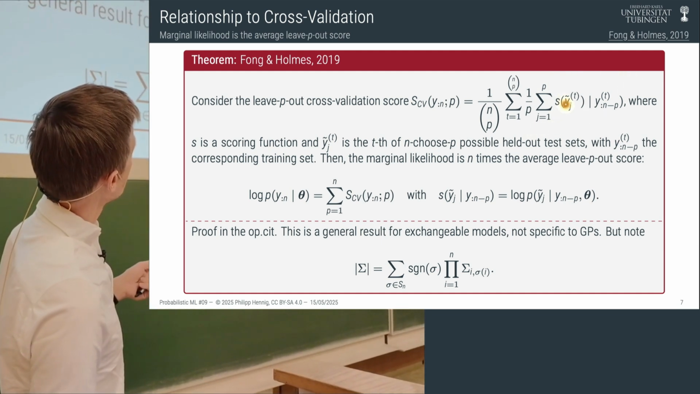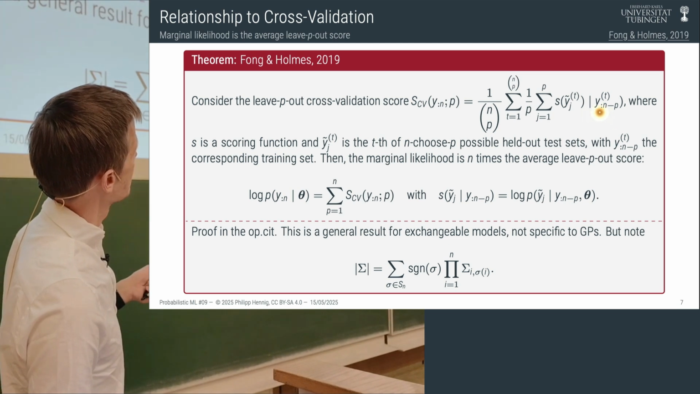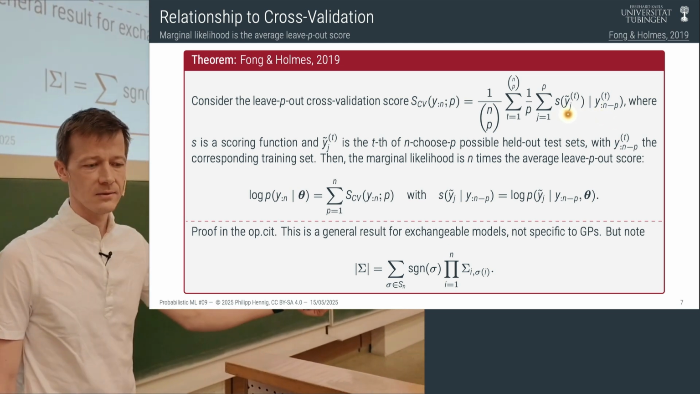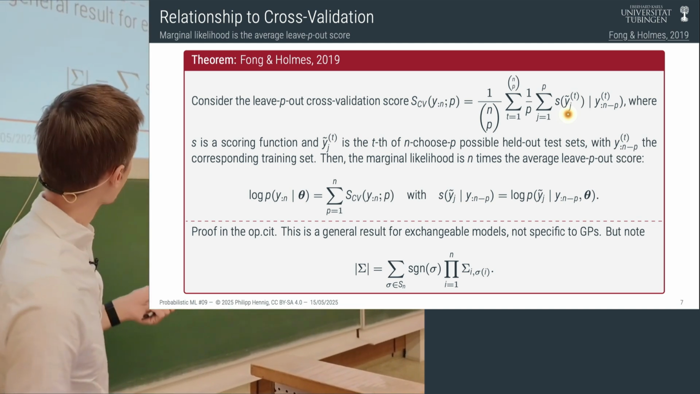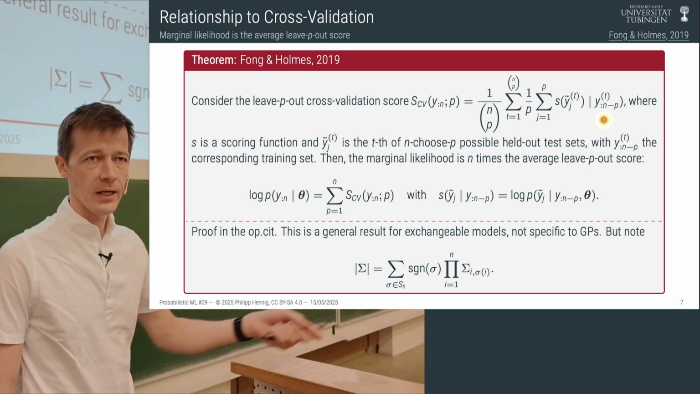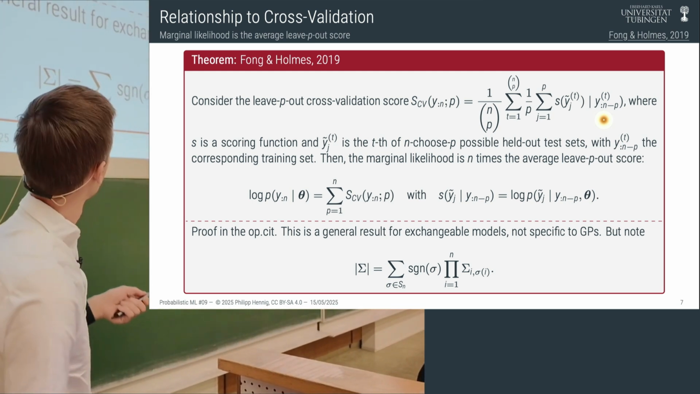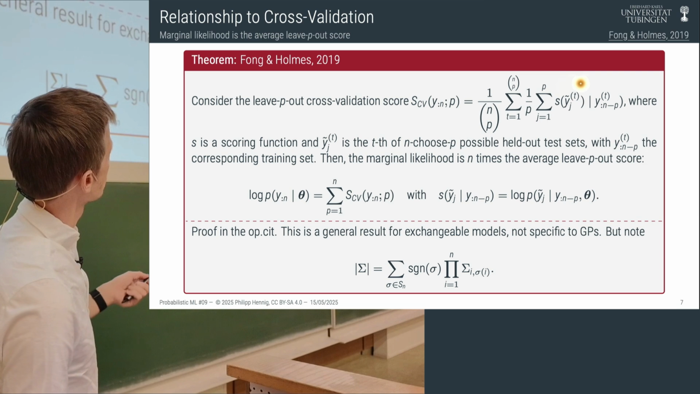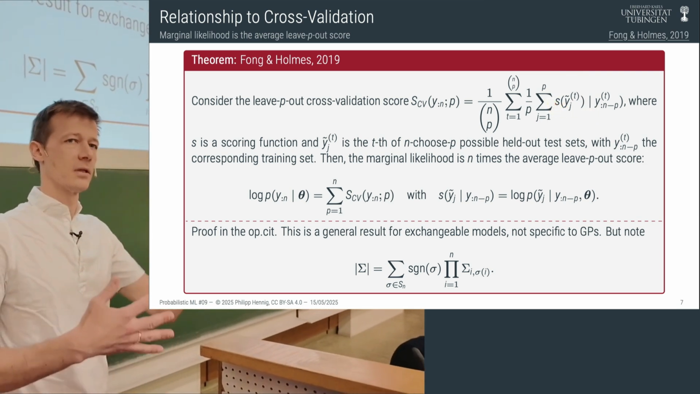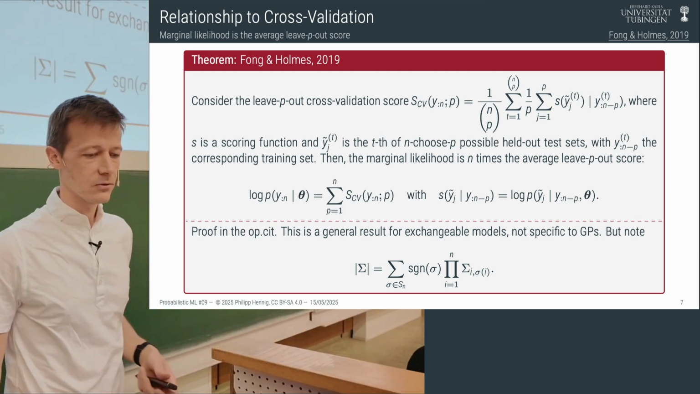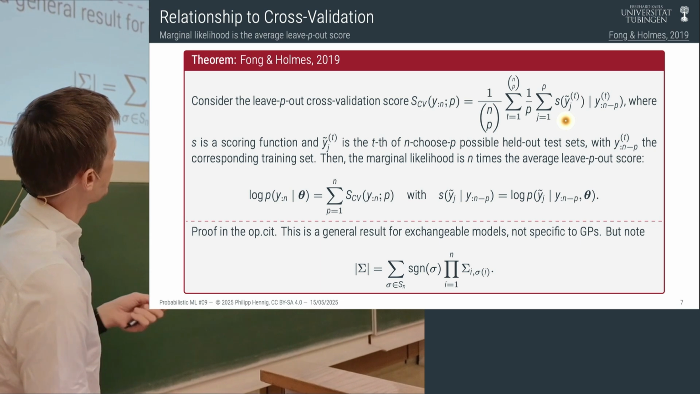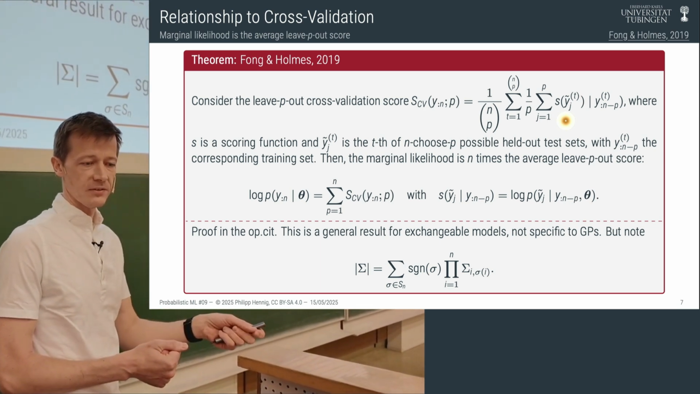It says, imagine you have n data points. You're going to take p of these data points and turn them into a test set. Let's call that y tilde. And then you're going to train your model on the rest of the data set. That's your training set. And then you'll compute some kind of measure of quality, a score, of your model on the test set, using the training set to train the model. And you'll do that for p data points that you've left out.